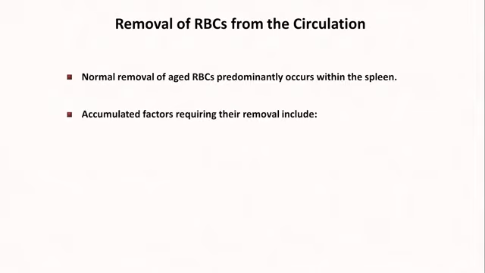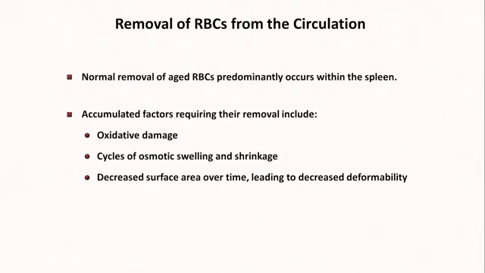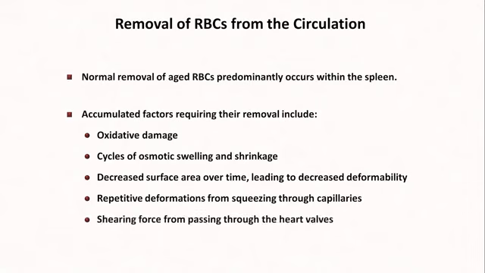Well, over time, their proteins accumulate oxidative damage. Cycles of osmotic swelling and shrinkage result in cytoskeletal damage, which the red cells have a very limited capacity to repair since they no longer have organelles, like ribosomes. They gradually lose surface area over time, leading to decreased deformability. Repetitive deformations from squeezing through capillaries also damage the cytoskeleton. And the shearing forces on the cells from passing through heart valves also contribute to cumulative damage.